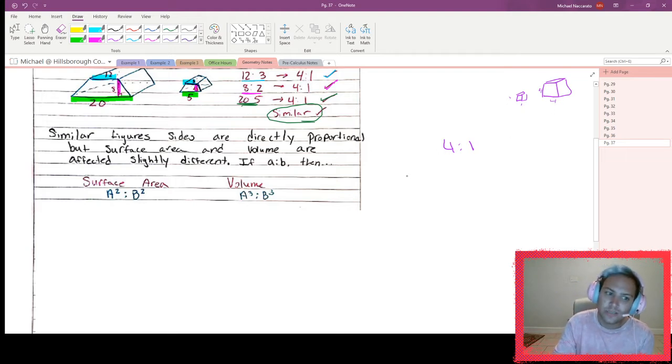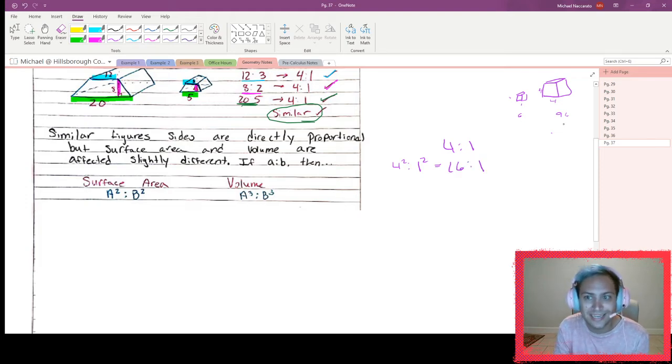Well, when you look at that in terms of surface area, it's not going to be a surface area that's 4 times bigger, right? If you found the surface area of this little shape, 1 times 1 is 1, and then there's 6 sides. So the surface area here would be 6. Over here you have 4 times 4 is 16, and 16 times 6 would give us 96. So you could see those surface areas are very different from each other. It's because we take the ratio and square it. So the surface area has a ratio of 4 squared to 1 squared, which is 16 to 1. If you take 6 and multiply it by 16, you will get 96.